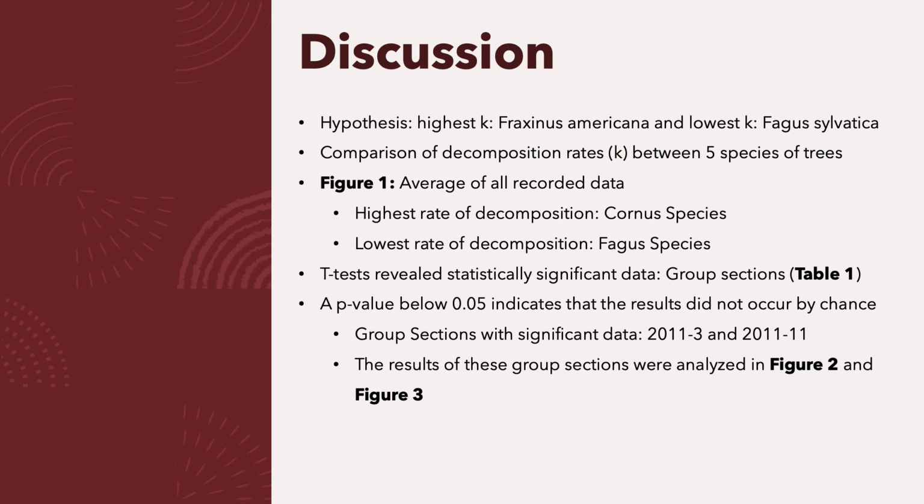As shown in Figure 2, the species with the highest rate of decomposition was the Cornus species, similar to the data represented by the entire class. And as shown in Figure 3, the Fagus sylvatica species had the lowest rate of decomposition, similar to the data represented by the entire class.